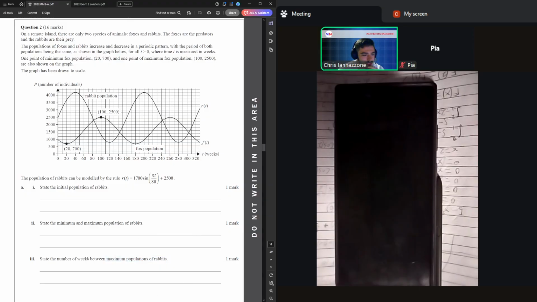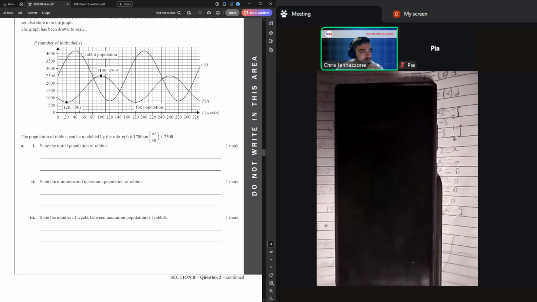And so anytime there's circular functions and there's something about between max, between mins, between peaks, between troughs, it's probably going to be related to period. If not exactly the period, maybe a fraction of the period. Like for instance, if it said from peak to trough, that's a half of a period. But it's still going to be related to the period of the circular function.